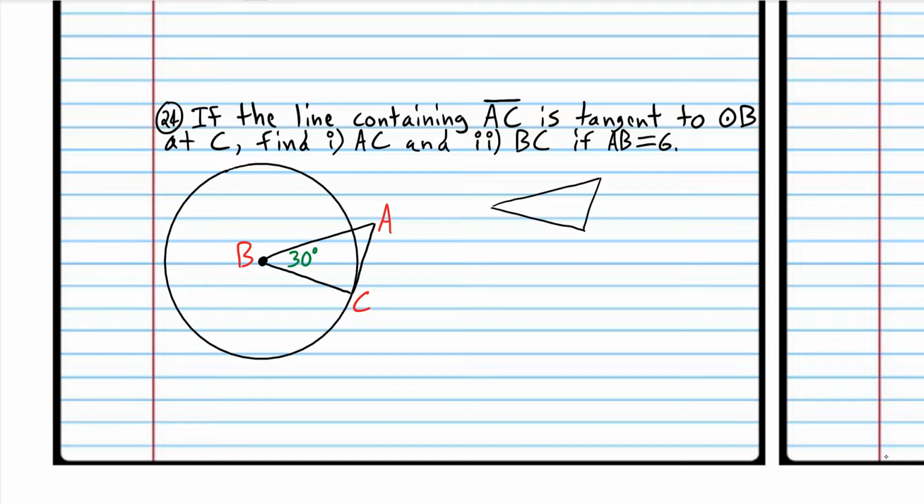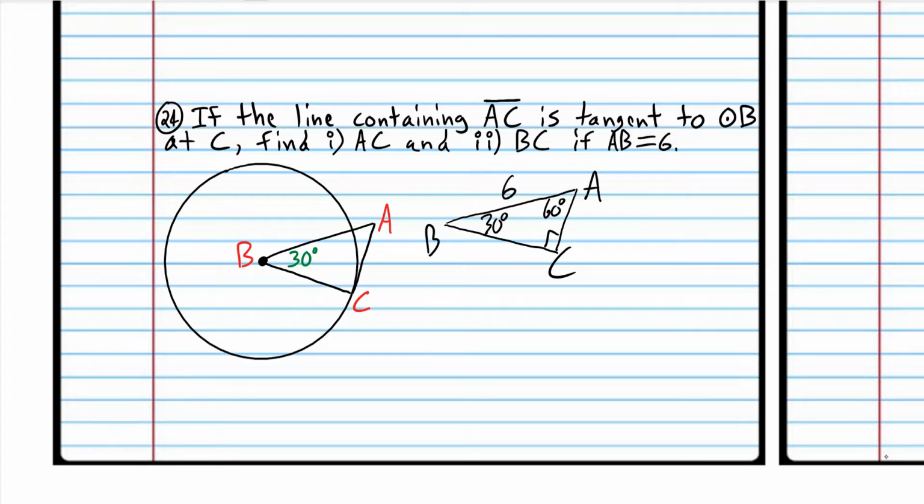Probably try to get these angles right. So I'm going to make that a little bigger. Doesn't have to be perfect. So that's a right angle. And this is a 30-degree angle. And if you use the triangle sum theorem, obviously this angle must be 60 degrees. So that's A, that's B, and C. And we're also told, now be aware, we're told that AB is equal to 6.